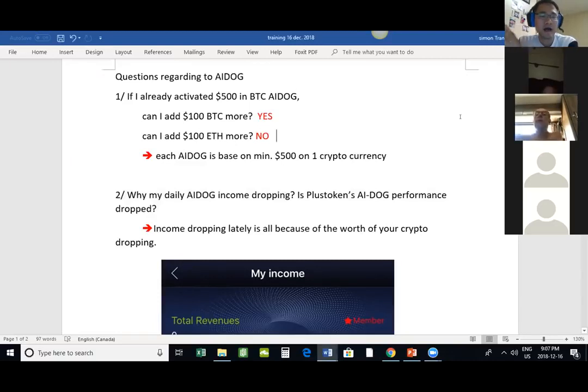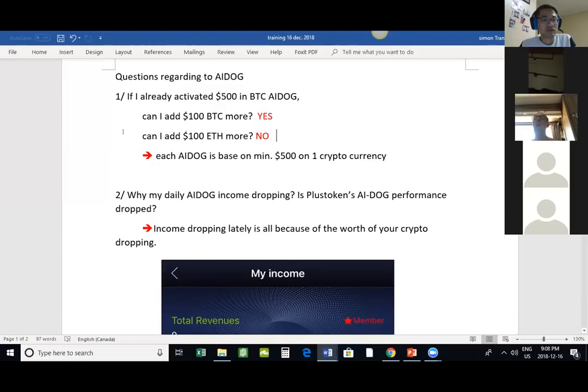The number one question: a few people are asking, if I already activated $500 in BTC for the AI doc, can I still add more? Yes, of course, you can add anything. After the minimum of $500 for one AI doc, you can add anything more on that AI doc. What I mean by AI doc is, if you activate a BTC AI doc, it's one AI doc. If you activate $500 on Ethereum, that is another AI doc. Ethereum and BTC are two different ones. If you already have $500 worth of Bitcoin AI doc, then if you have more Bitcoin later on, you can add it into your existing BTC AI doc anytime you want and in any amount. There's no minimum anymore after you activate 500 on the BTC AI doc.